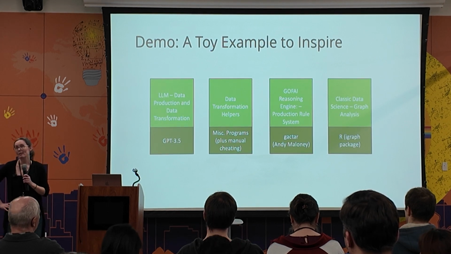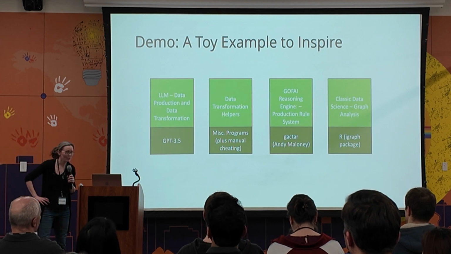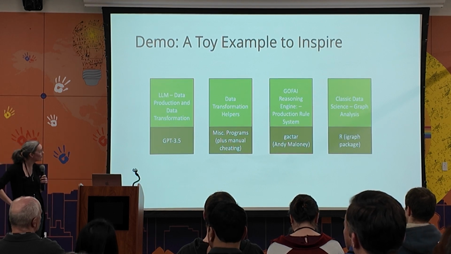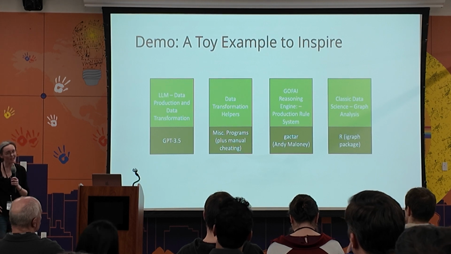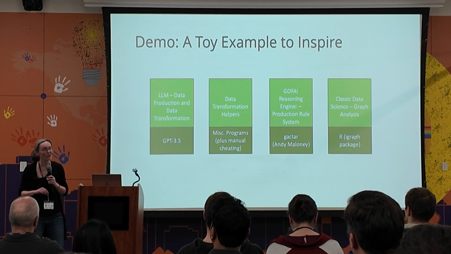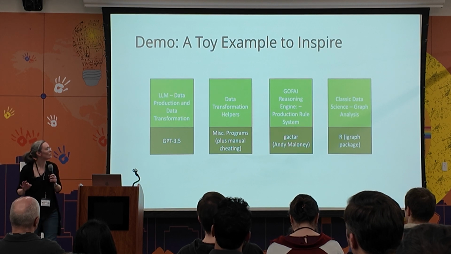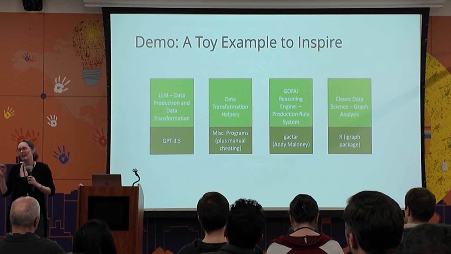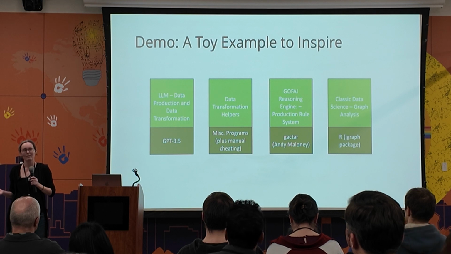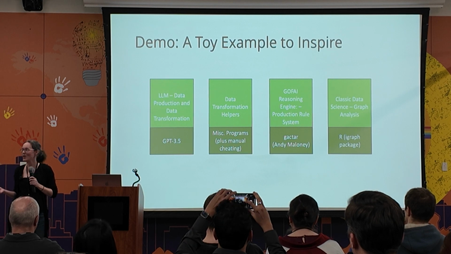So the way I constructed this demo, I decided I'll just use GPT 3.5 for my neuro component. I did a little hacking to do a little data transformation because unfortunately GPT 3.5 couldn't quite cut it on that front. And then for my reasoning engine, I used a production rule system. Curious, has anybody encountered production rule systems before? This is very, very old-timey, good old-fashioned AI. I see nobody has seen this.